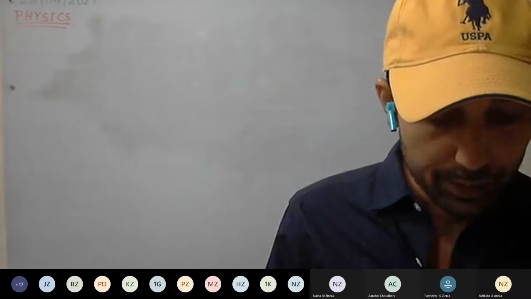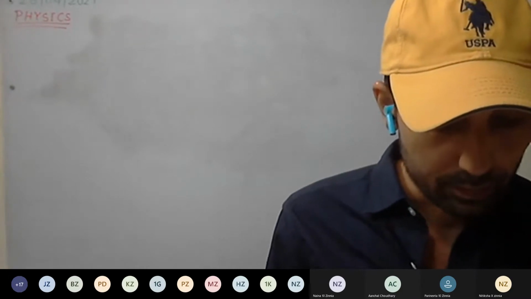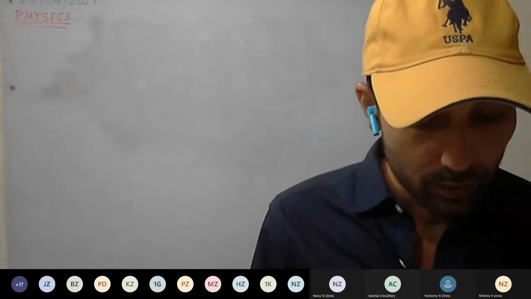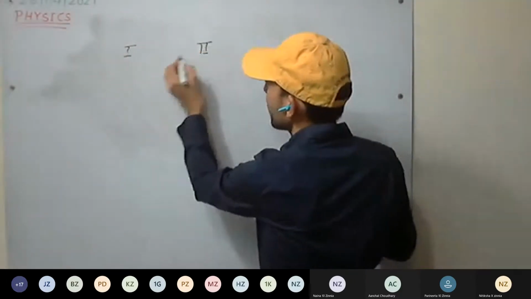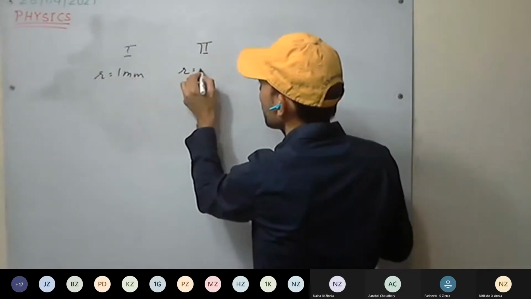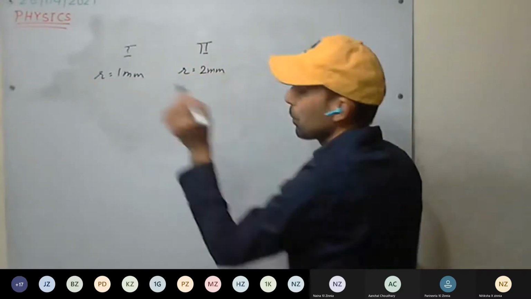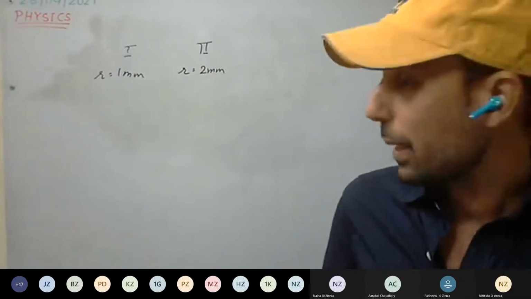8th question. Two wires of the same material and same length. So the material is the same. They have radii of 1 mm and 2 mm. This is the first wire, this is the second wire. It has a radius of 1 mm, and this has a radius of 2 mm. Both are made of the same material. So will the resistivity be the same or different?